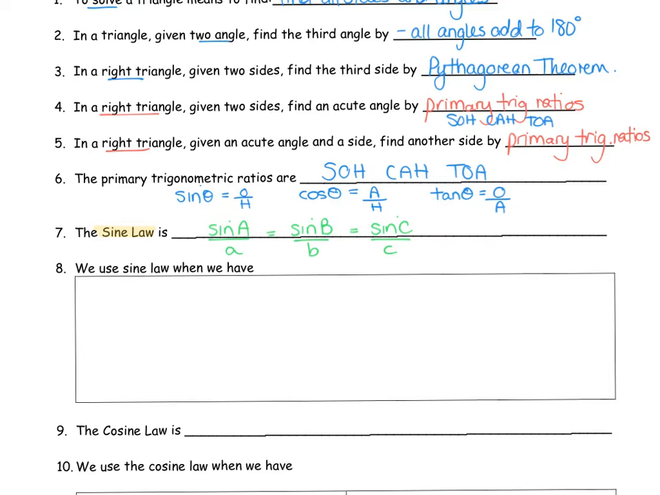We use the sine law when we're given three things, whether it be two sides and one angle or two angles and one side, but the key here is that we have to have what we call a corresponding pair. If we have a triangle, a corresponding pair would be, let's say, this side with this angle in here. That is a corresponding pair, where the side is opposite the angle.